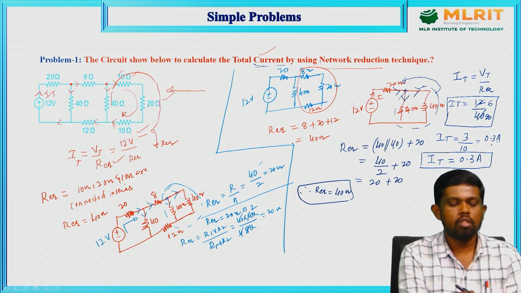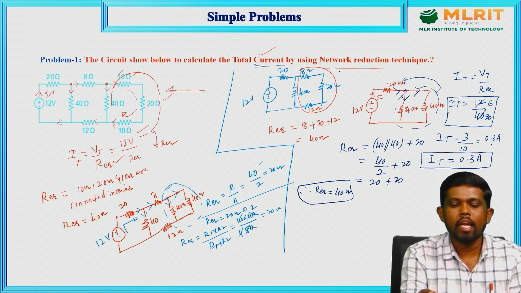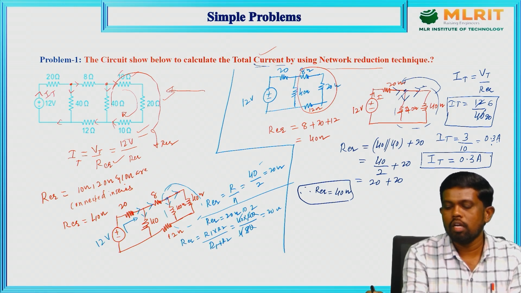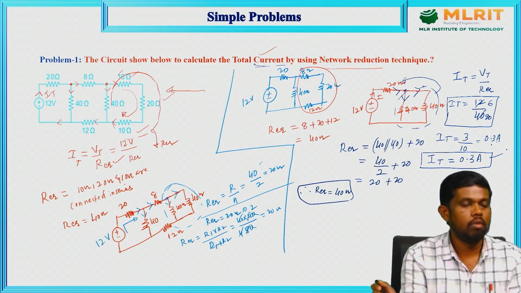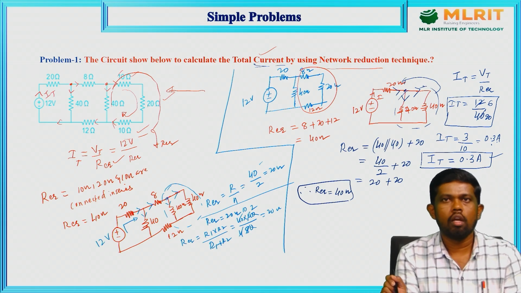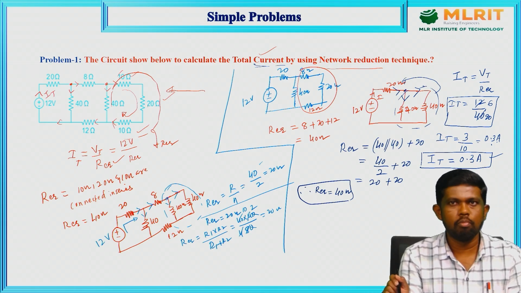So we have reduced the network complexity. That's why it's called the network reduction technique. Based on this, we got the current value as 0.3 ampere. So this is the end of this question, and we need to move to one more simple question.